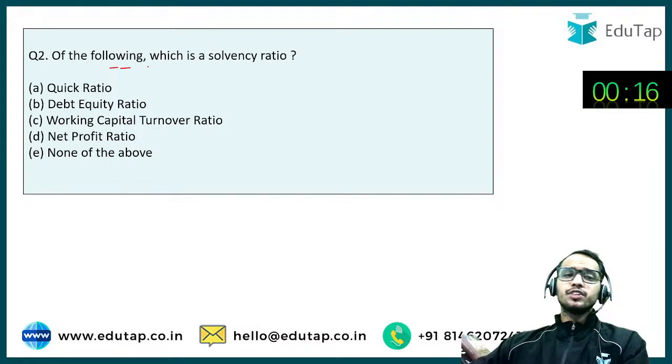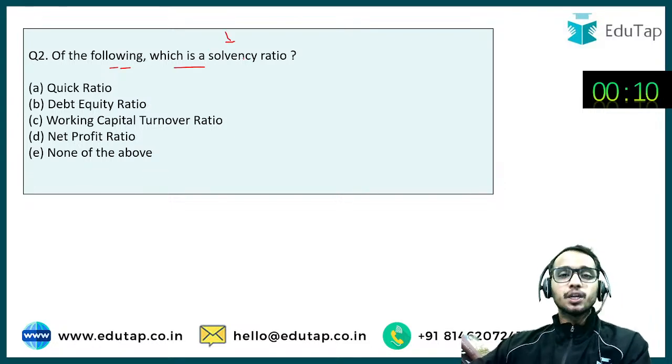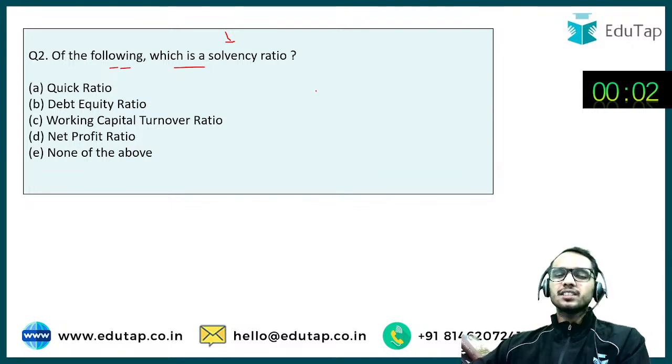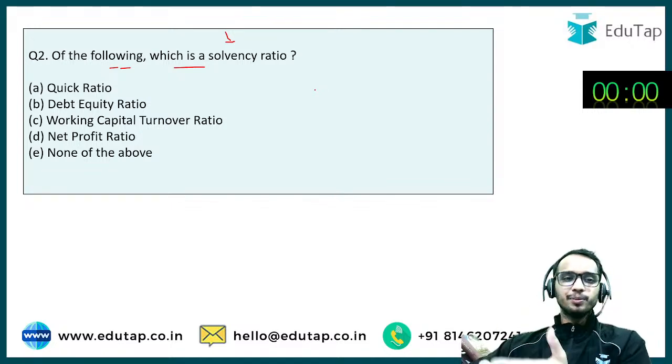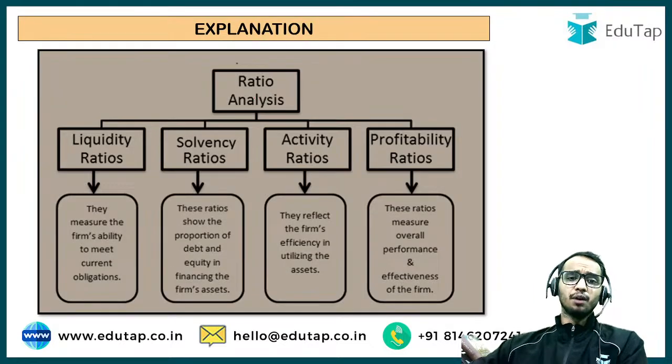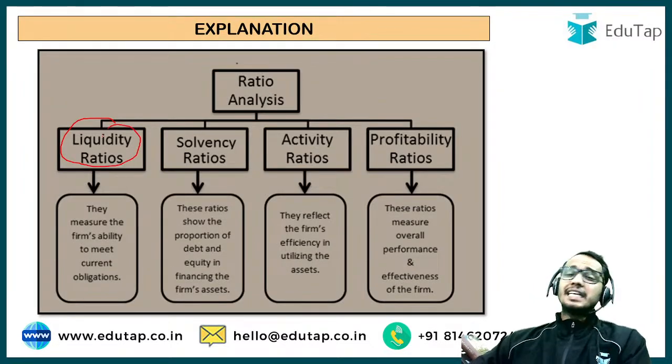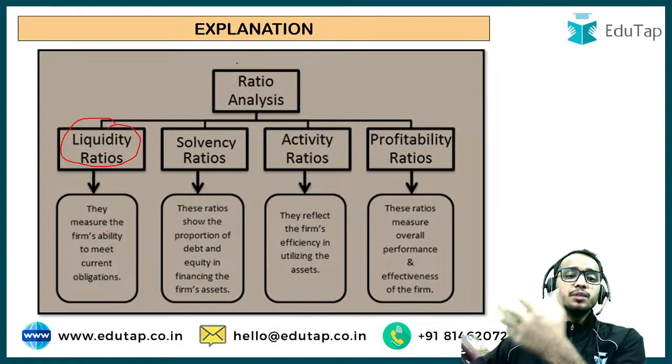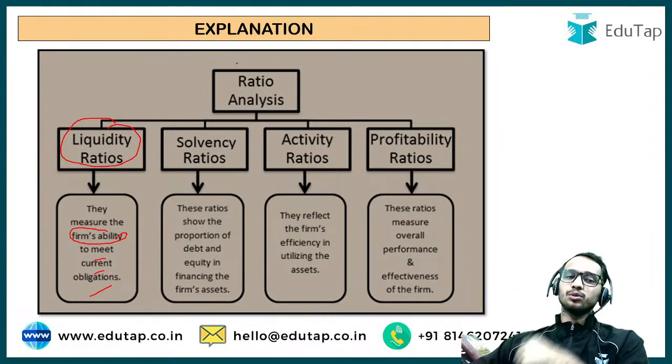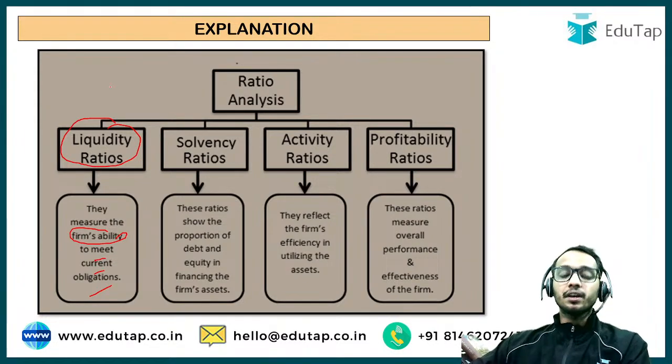Which of the following is the solvency ratio? See, we have the liquidity ratio, the solvency ratio, the turnover ratio and the profitability ratio, right? So let's first try to understand these types of ratios briefly, then we will get back to the question. Liquidity ratio basically tells you the firm's ability to meet its current obligations. So it gives you the short-term liquidity position of the company, like the current ratio and the quick or acid test ratio.